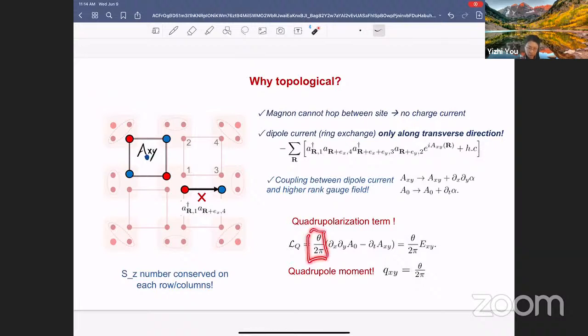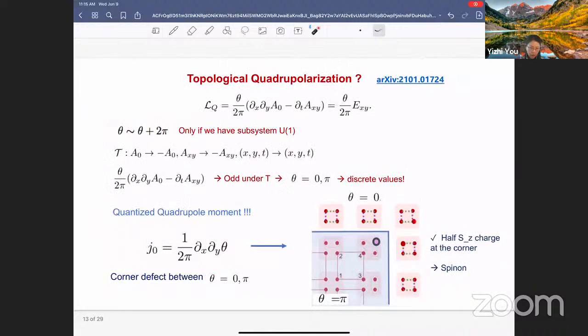So what happens to the choice of the quadrupole moment in front of this quadrupolarization term? So first, once we have subsystem symmetry and once this higher rank gauge field A is compact, one can demonstrate that the coefficient theta in front has a periodicity of 2 pi. So once theta shifts by 2 pi, the action would be invariant. So theta equals 0 and theta equals 2 pi are the same. And second, we have a time reversal symmetry, although it acts on the hard-core boson more like a particle symmetry. Under such a symmetry, we will find this quadrupolarization term would change sign. So theta becomes minus theta.